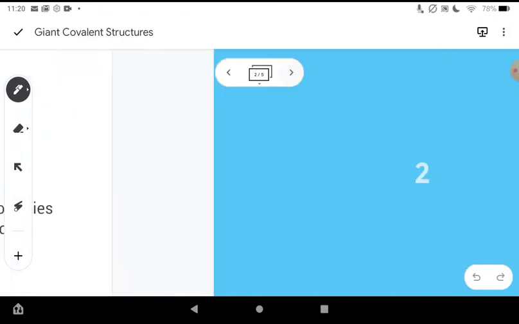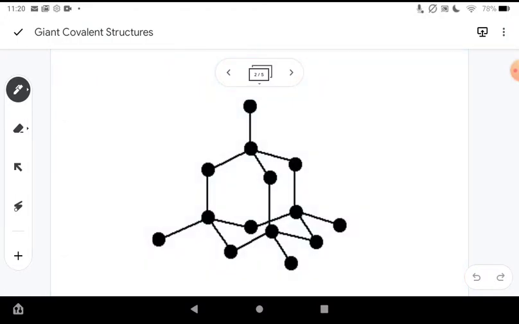So the first one that you really need to know is this, and this is diamond. And diamonds you're probably all familiar with. They're the hardest natural material we come across. Their melting point is incredibly high, and the reason is they've got these strong covalent bonds, and each carbon has 4 covalent bonds. Now don't be fooled, because there are diagrams like this where they have carbons that only have 1 covalent bond.